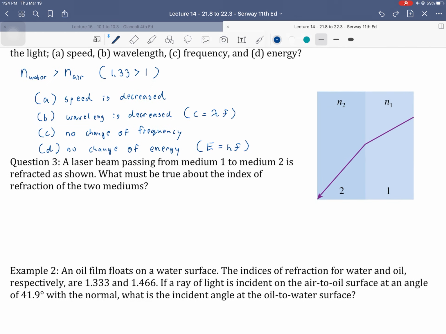Okay. All right, question 3. A laser beam passing from medium 1 to medium 2 is refracted as shown. What must be true about the index of refraction of the two mediums? Okay, so this is one I want you to think about. I gave you the idea about when it bends away from the normal or not. So make sure you understand what that means, and then I think you'll be in good shape to answer this question on your own. Of course, I'll post the solution eventually, but for now, go ahead and put some thought into this one.